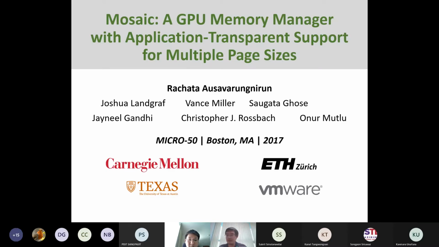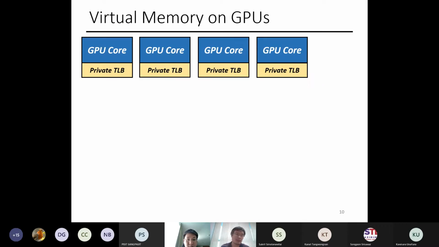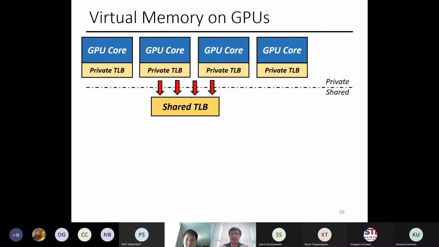This is a paper we presented in MICRO 2017. And this is a collaboration between myself and VMware Research as well as UT Austin. So you again look back at the virtual memory design on the GPU. You see that there's a bunch of cores. Each core has a private TLB, and then there is the shared TLB, right? This is a typical structure everywhere.